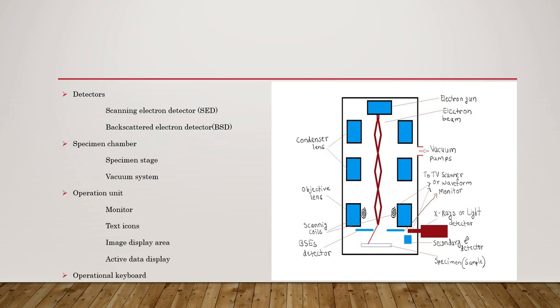Next is text icon. This set of icons is used for switching between scan modes, starting the auto function or opening an operation window. Third one is image display area. The image is displayed here so that specimen shift and stage movement can be monitored. Data such as accelerating voltage and magnification will be visible when the image is in freeze mode.